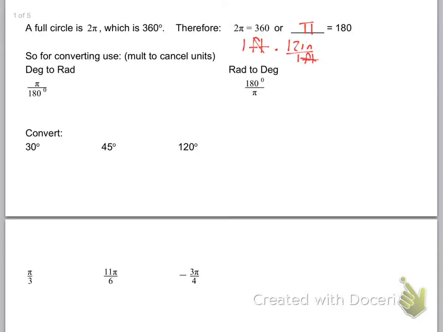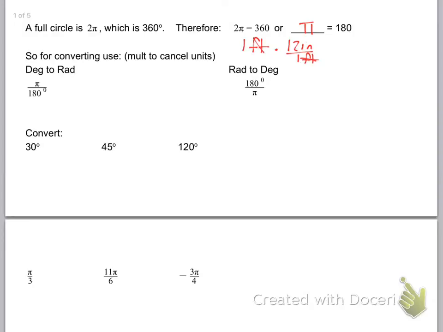So today, we are going to need to convert 30 degrees, 45 degrees, 120 degrees, 516 degrees to radians. Something on those lines. But then on the flip side, we're going to get rid of pi with pi over 3, 11 pi over 6, negative 3 pi over 4, and convert those to degrees. And it's all done using dimensional analysis, canceling your units.